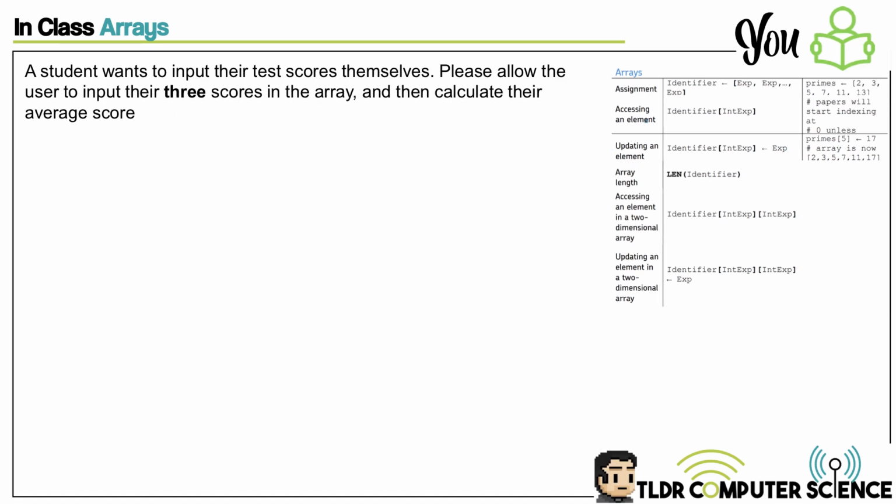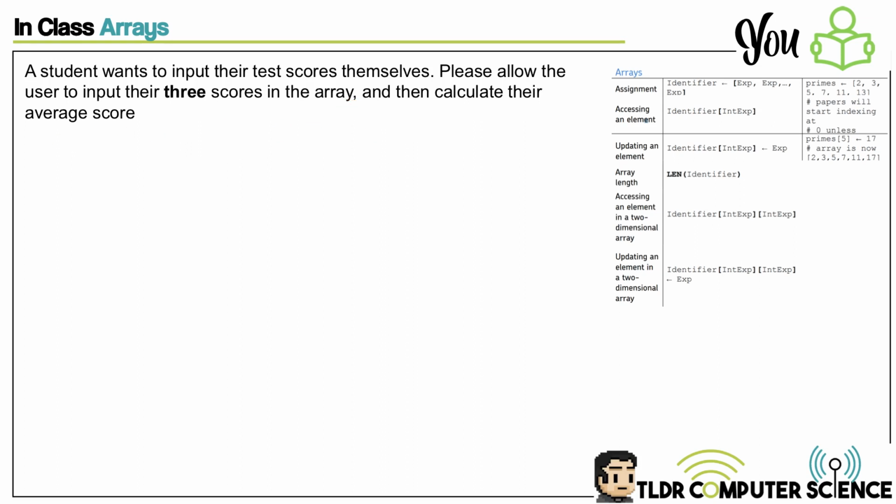Guys, this is for you. I'm obsessed by averages, apparently. I don't know why. A student wants to input their 3 test scores themselves. So the only tweak this time is that you're not assigning the test scores. The person's inputting their test scores. Yes? That's the tweak. So it has to be a loop where you have to let them input their test scores, calculate the total, calculate the average.